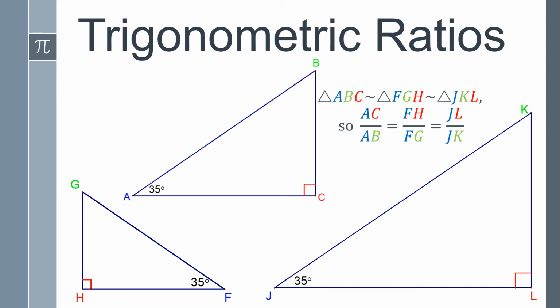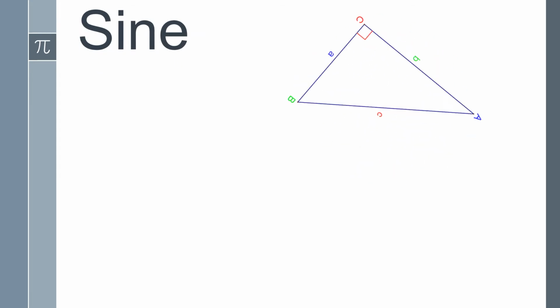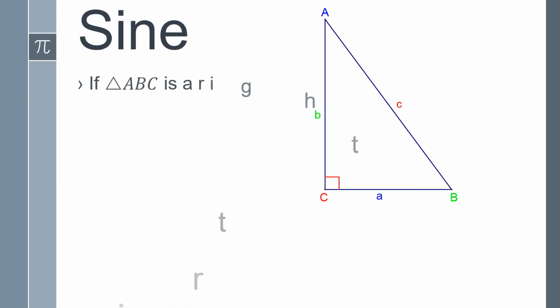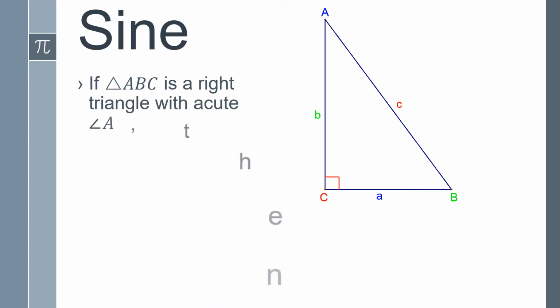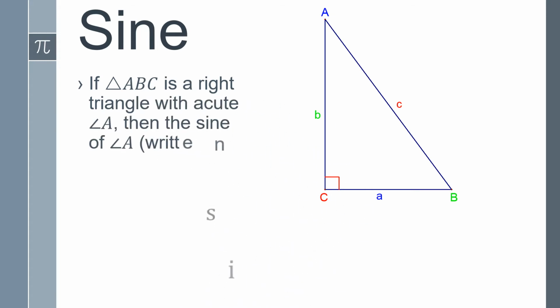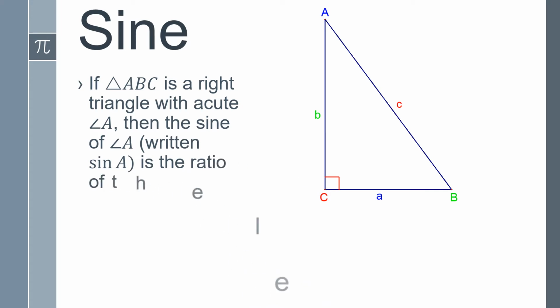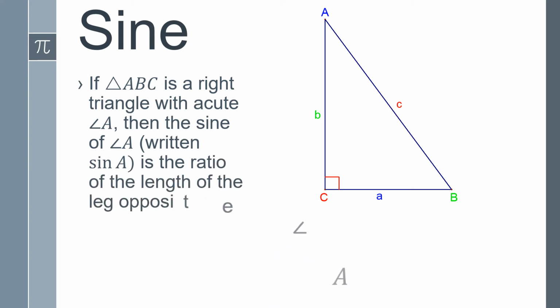Okay, so since those three triangles are all similar, triangle ABC is similar to triangle FGH is similar to triangle JKL. Therefore, AC over AB is equal to FH over FG is equal to JL over JK. Ratios allow us to come up with, the Greeks were able to figure out that with certain angles, there are certain ratios that develop between the parts.